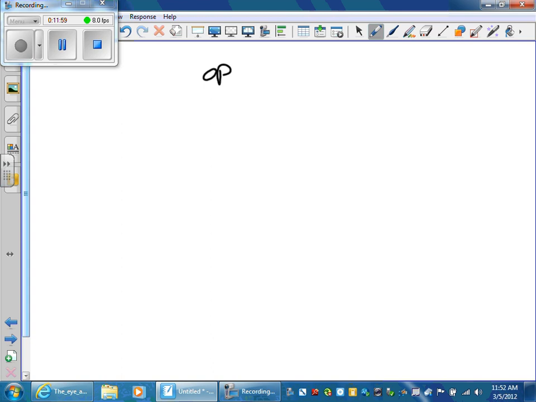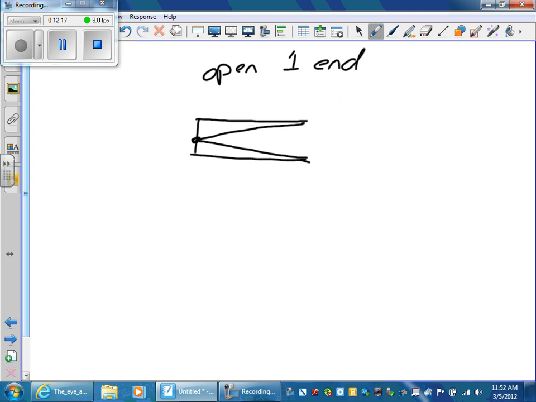Now, closed on one end, open on the other. That's a little bit different. I've got to have a node here and an antinode up there. So your fundamental looks like that. By the way, for the others, the fundamental is half a wavelength, and we're going to get to that in a little bit. Here, this is a fourth of a wavelength. That's going to be critical.